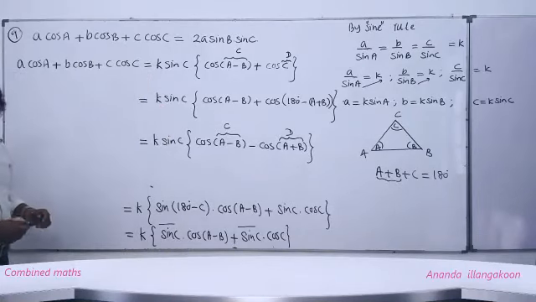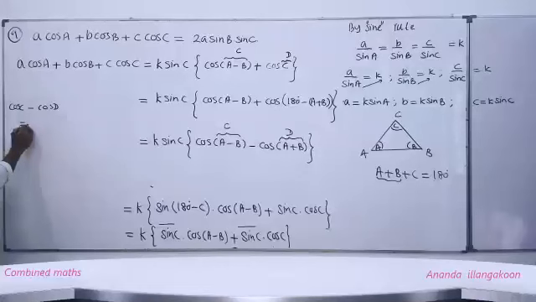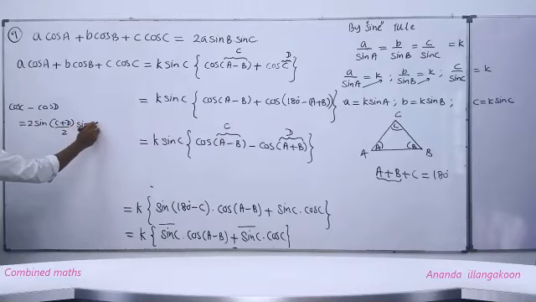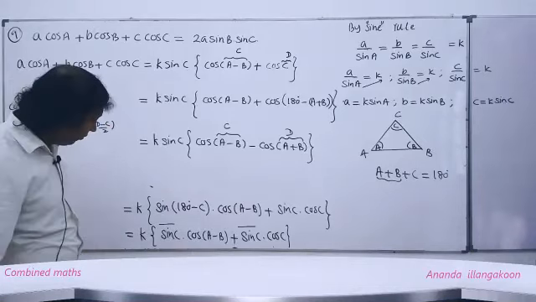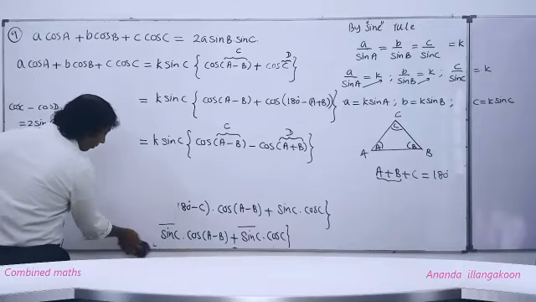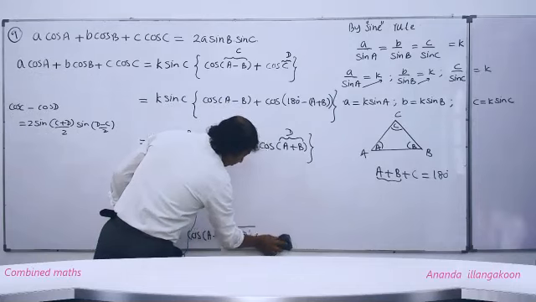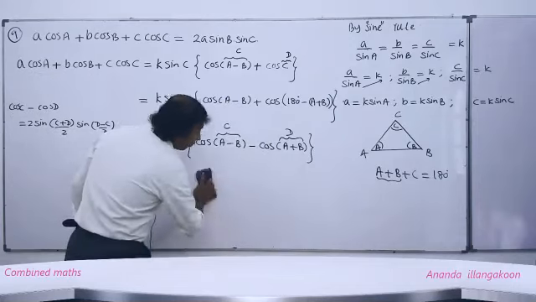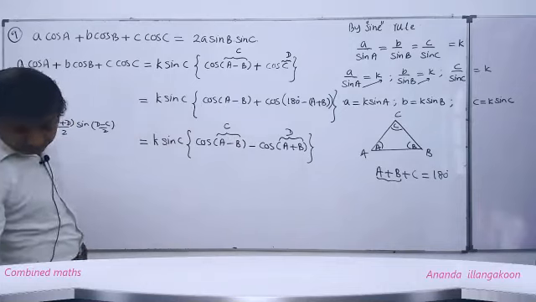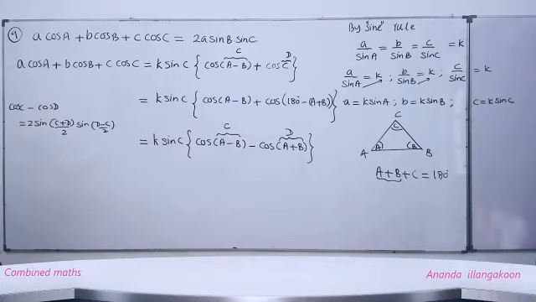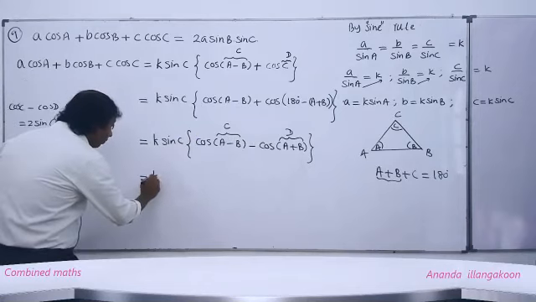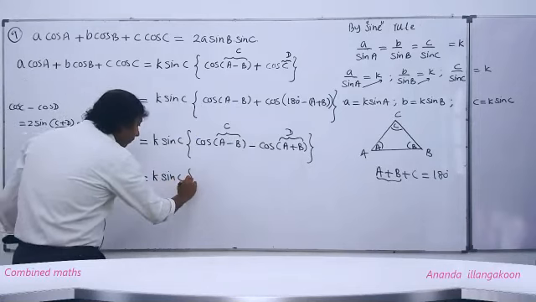People, what is the cos C minus cos D formula? Cos C minus cos D is 2 sine (C plus D) by 2 into sine (D minus C) by 2, right? Here, sine C, right here.